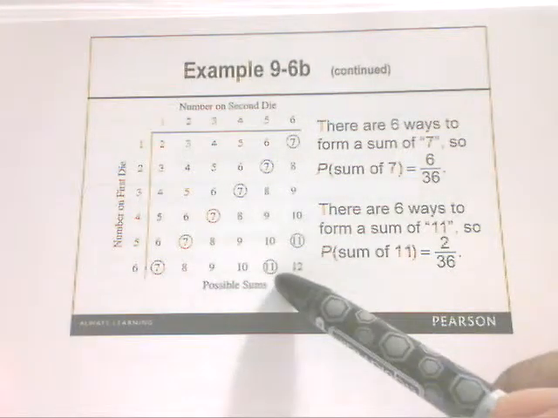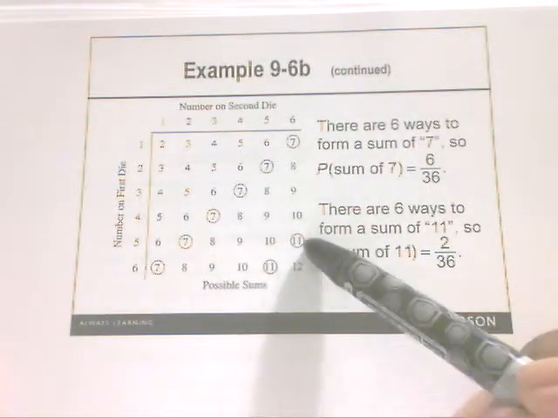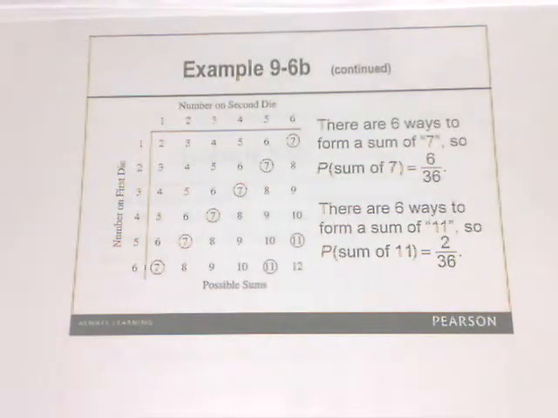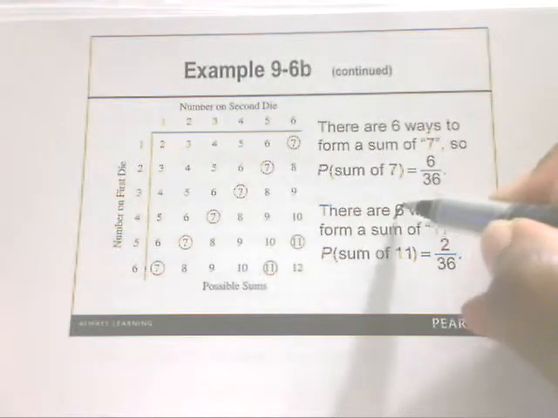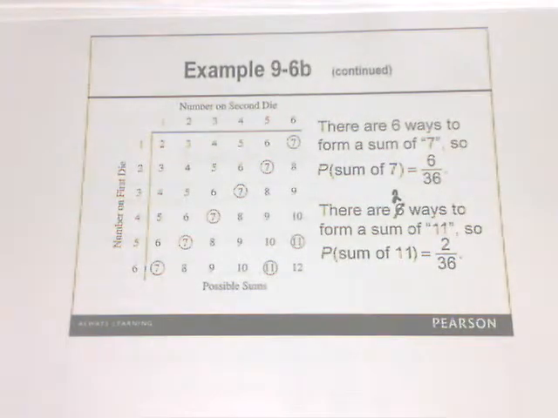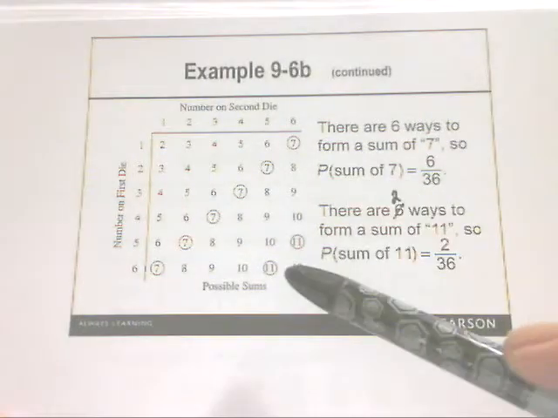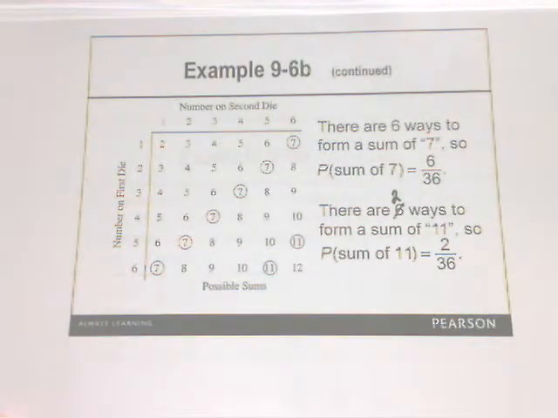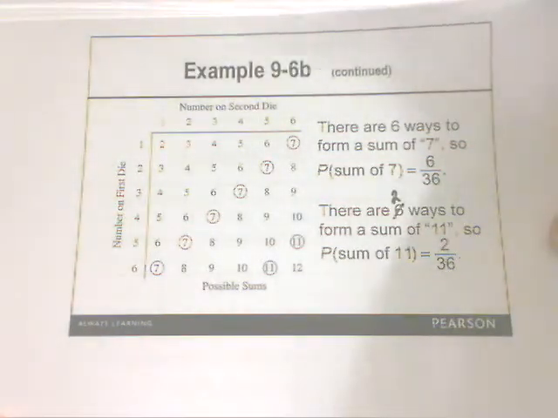Also, you'll see that only 2 ways to form a sum of 11. Okay, there should be 2 ways for a sum of 11. Because the sum of 11 would be 5 and 6, and then 6 and 5. So 2 out of 36 would be the probability of rolling a sum of 11.